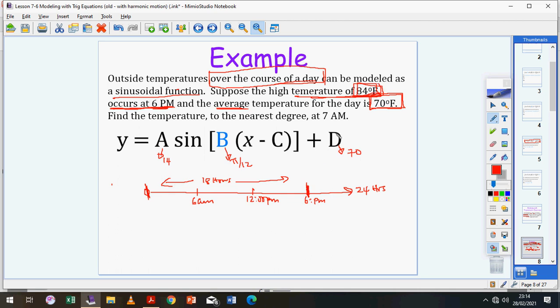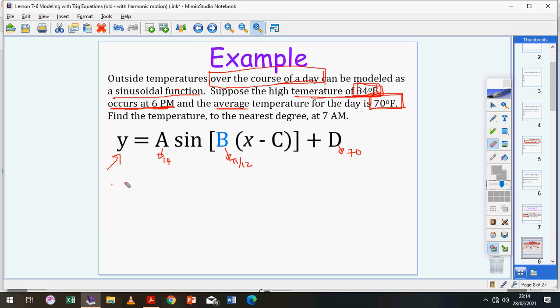This is giving me a coordinate. It's giving me an x value, which is 18 hours, and it's giving me a y value, which is 84, right? So I'm going to just substitute this coordinate, x value and y value, into this equation, and then the only unknown that I'll have will be c. So let's create space by taking this out. I'm going to substitute my y value as 84. The amplitude is 14. This is sine. B is pi over 12. X minus c, which I'm looking for, plus d, which I know is 70.